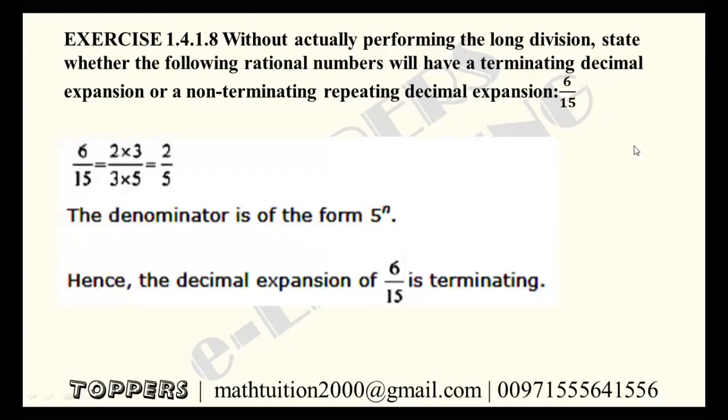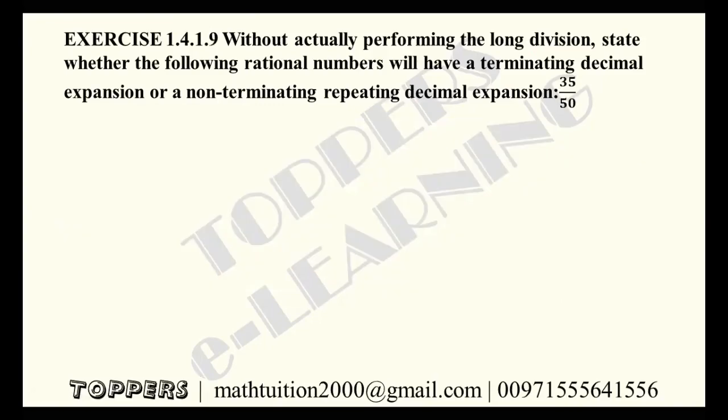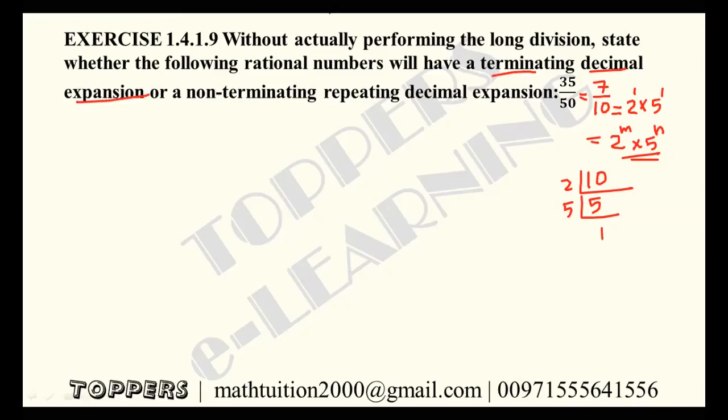Next, ninth. 35 by 50. This also we can simplify because 5 is a common factor. In 35 it is 7 times and in 50 it is 10 times. So this is equivalent to 7 by 10. Now 7 and 10 are co-primes. So let us prime factorize 10. 10 can be written as 2 raised to 1 into 5 raised to 1. So this is in the form of 2 raised to m times 5 raised to n. So the decimal expansion is terminating. Clear?